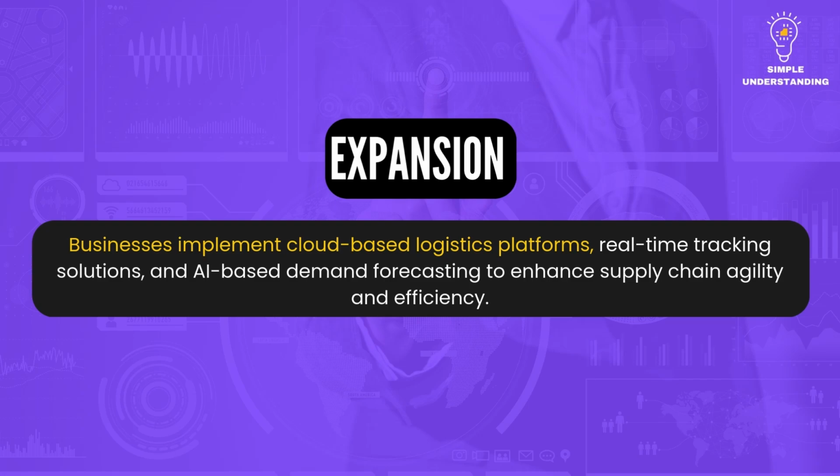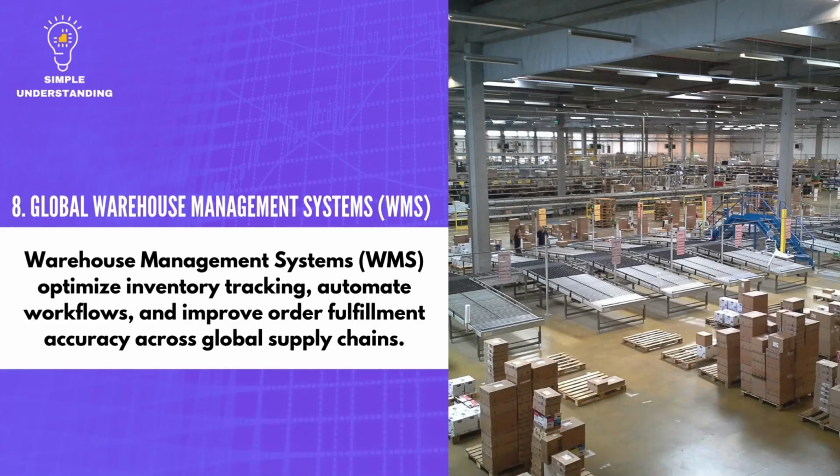Expansion. Businesses implement cloud-based logistics platforms, real-time tracking solutions, and AI-based demand forecasting to enhance supply chain agility and efficiency. 8. Global Warehouse Management Systems, WMS. Explanation. Warehouse management systems, WMS, optimize inventory tracking, automate workflows, and improve order fulfillment accuracy across global supply chains.